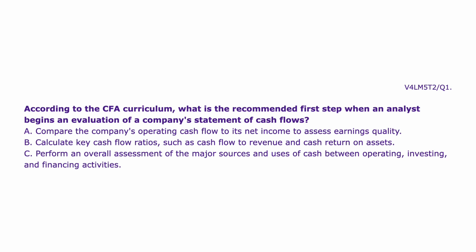According to the CFA curriculum, what is the recommended first step when an analyst begins an evaluation of a company's statement of cash flows? A. Compare the company's operating cash flow to its net income to assess earnings quality. B. Calculate key cash flow ratios, such as cash flow to revenue and cash return on assets. C. Perform an overall assessment of the major sources and uses of cash between operating, investing, and financing activities.